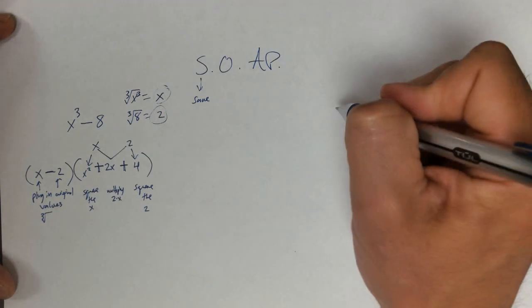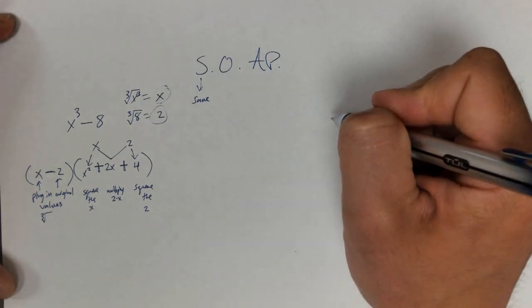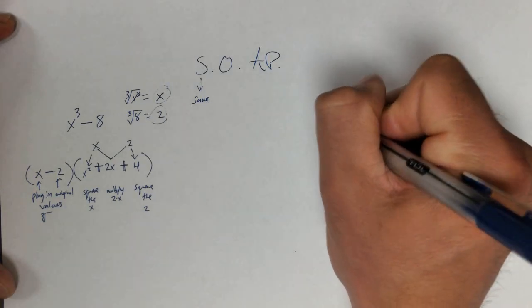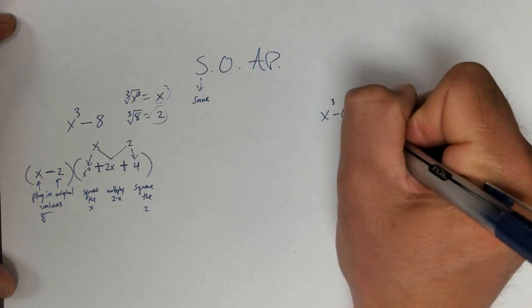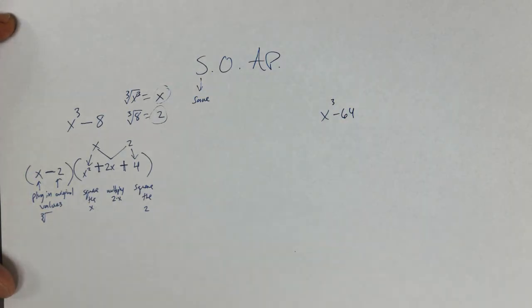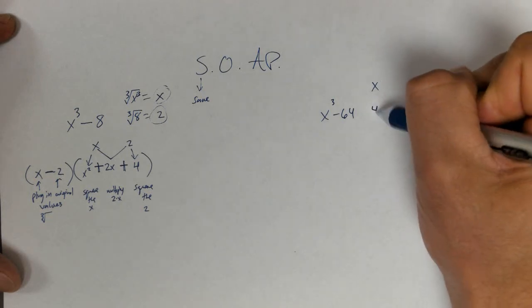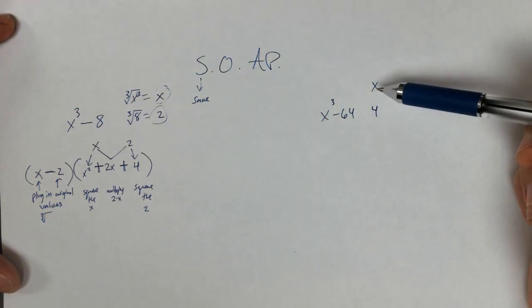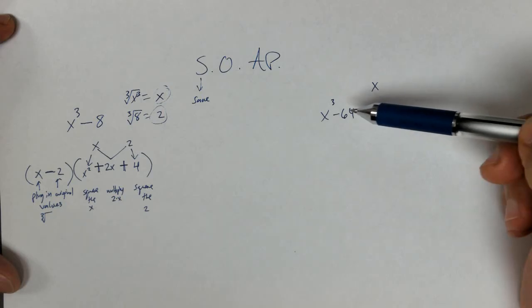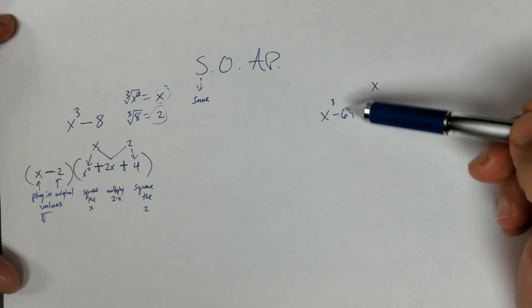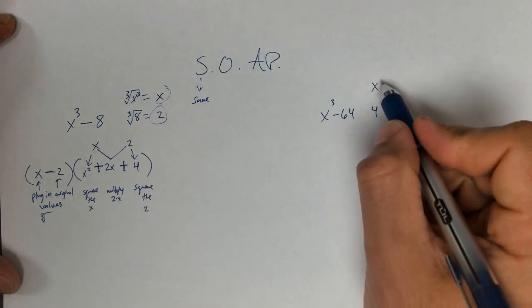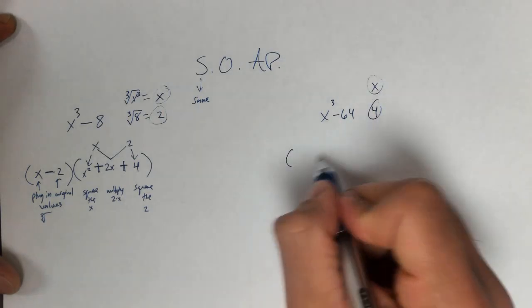Let's try another one. I say we got x cubed minus 64. What are my cube roots? Well, I'm going to be dealing with x and with 4, because x times x times x is x cubed, and 4 times 4 times 4. 4 times 4 times 4 is 64. Now that I have my 2 values, let's put them in the parentheses.